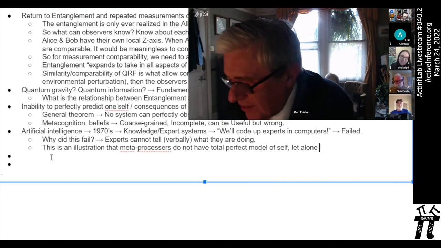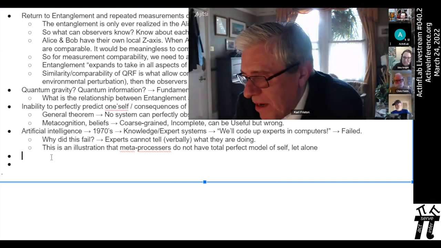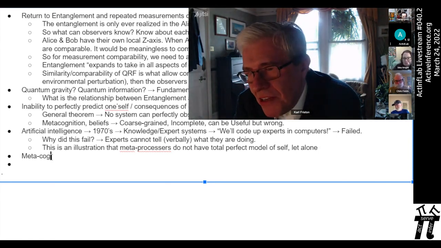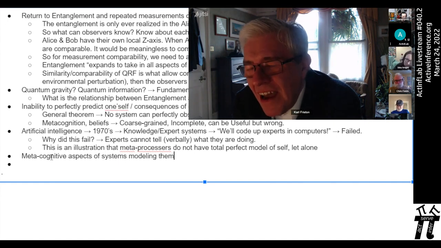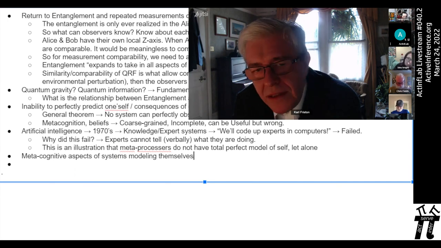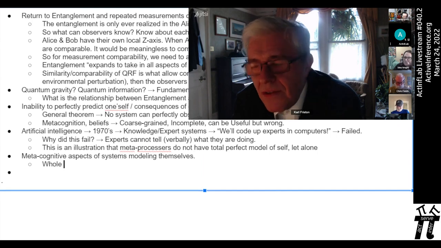That last issue is really interesting, about the metaprocessor or the metacognitive aspects of a system being able to measure itself. I mean, there's a fundamental observation there. Of course, you can't measure yourself. The whole point of the particular physics paper was to say that yes, there can be two kinds of information geometries, if you like.